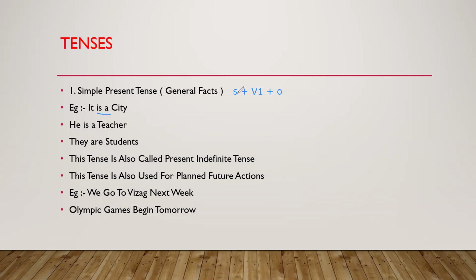But in simple present there is no is, am, are. But here it is considered as simple present. Why? The general facts are considered as simple present if there is is, am, are. Suppose he is a teacher. It is also considered as simple present. They are students.